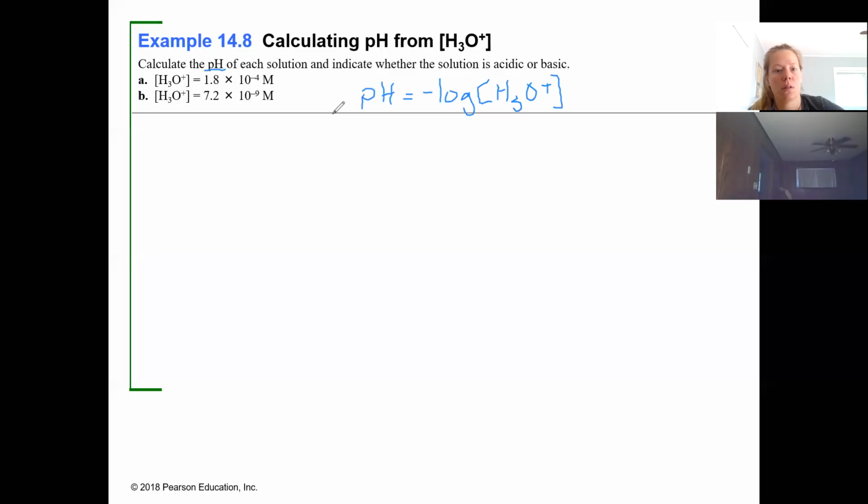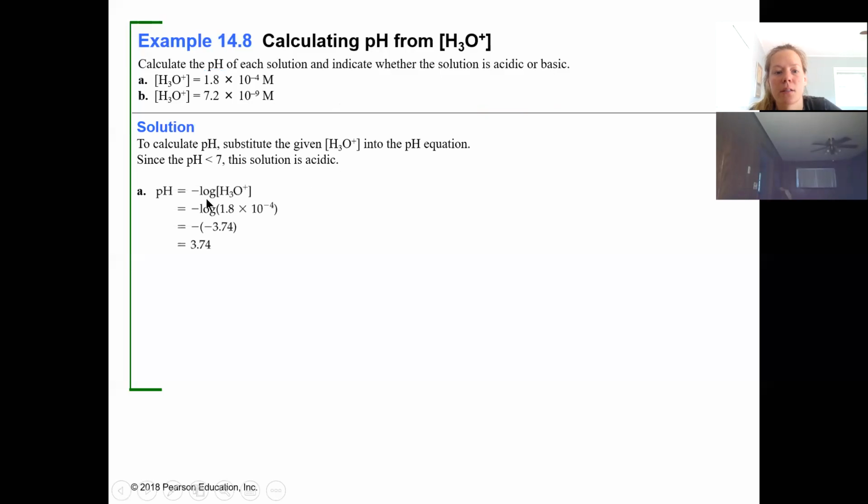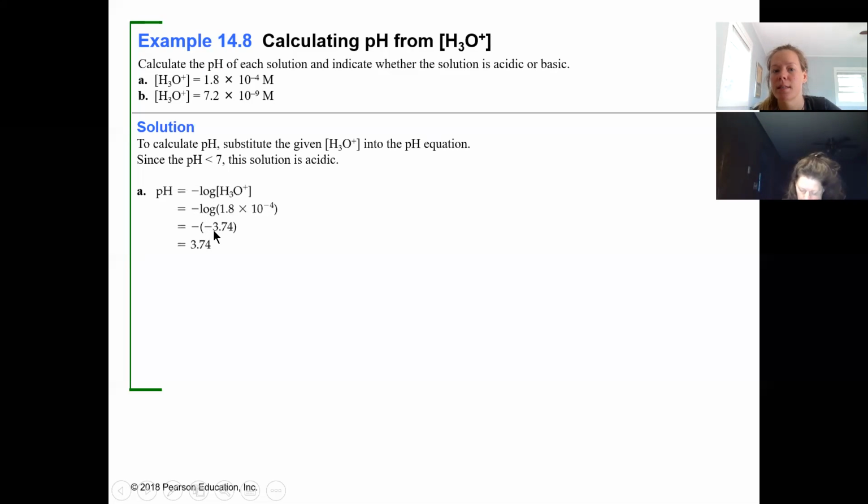Okay, so looking at this first one, we'll plug it into that equation where pH equals the negative log of the H3O plus concentration. You plug the 1.8 times 10 to the -4 into the equation. Again, depending on your calculator, you may plug this in after you hit the log button, or you may plug it in before you hit the log button. There is a negative in front of here, which will flip the sign, because the log of 1.8 times 10 to the -4 is -3.74. The negative gets flipped and we end up with a number of 3.74 for our pH.